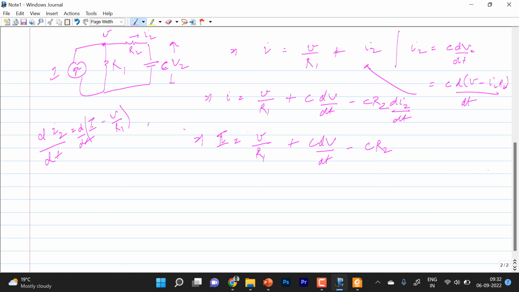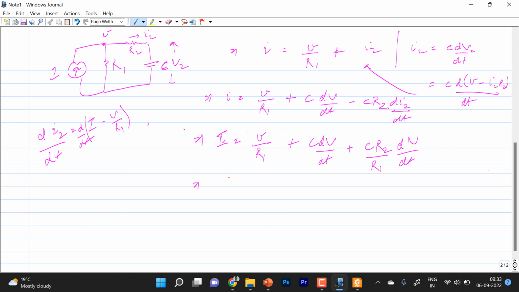So constant is 0, and you will be left with dV by dt divided by R1, and since this is minus, so minus minus will become plus. So this is the final equation. Now you are left with a single order differential equation in voltage, which is easy to solve.